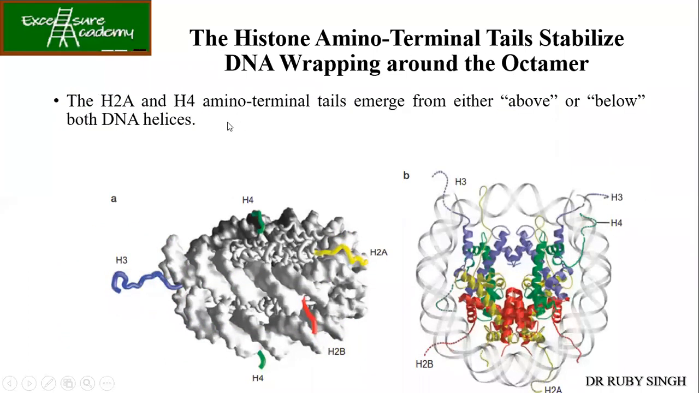Now, H2A and H4 amino terminals will emerge either from above or below the DNA helices. Okay? So you can see that your H4 and H2A amino terminals will emerge from above or below.